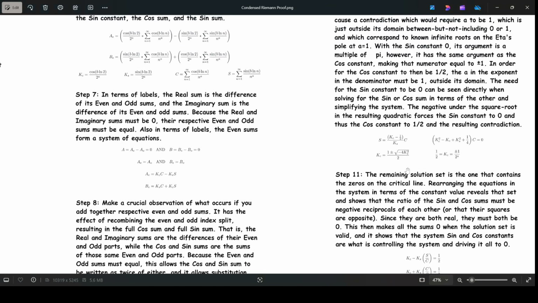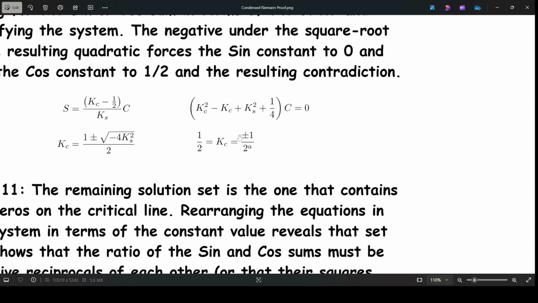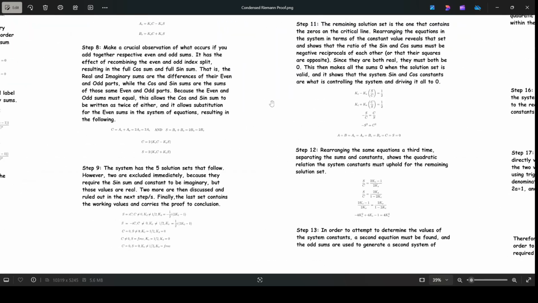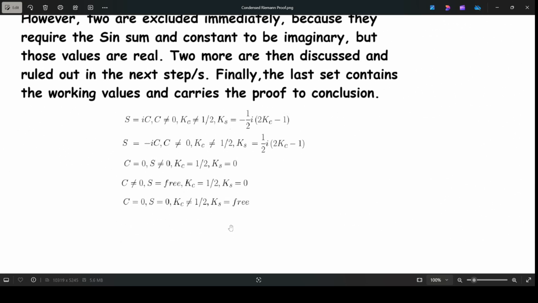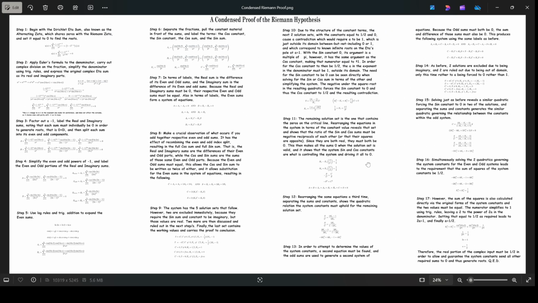But again, you're back to the same contradiction, because once it's 0 and 1/2 and the arguments are the same, it makes A equal to 1, and that's outside of its domain. And that's all you see in this last little bit here. 1/2 equals plus or minus 1, what I explained, over 2A, which means A equals 1, and that's outside of its domain. So that only leaves this possible case here for that system where we want to examine it in the critical strip. It says that the two sums have to be 0. The cosine constant is 1/2, and the sine constant is free to be whatever it wants.